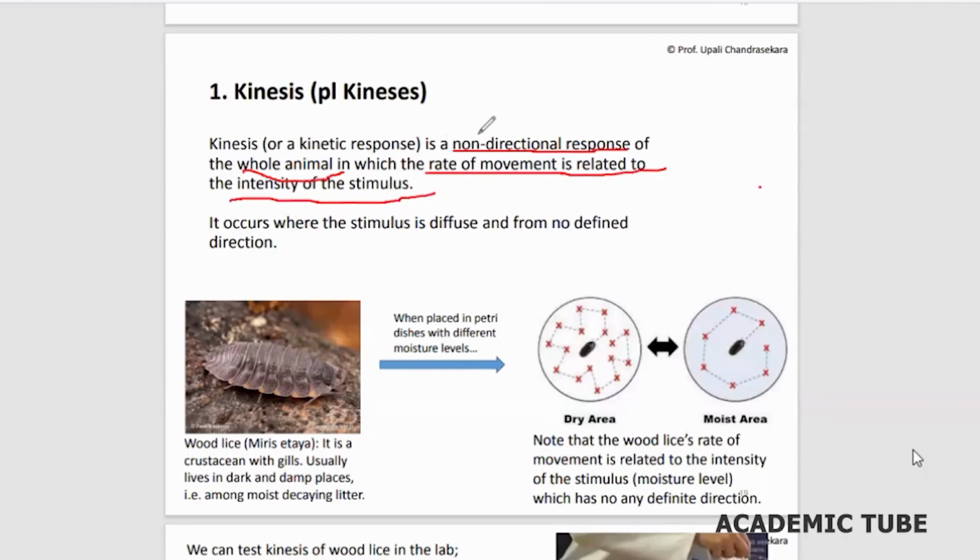Kinesis is the non-directional response of the whole animal in which the rate of movement is related to the intensity of the stimulus. Now I'll tell you an example. Most of you, I'm sure, have seen these small animals. These animals are known as woodlice. In Sinhala, we call it mirisatya.